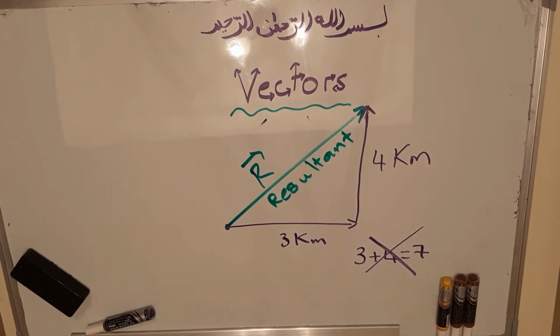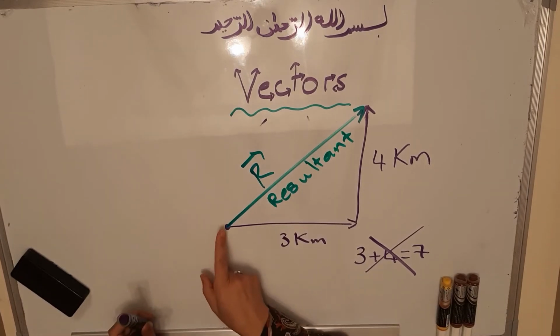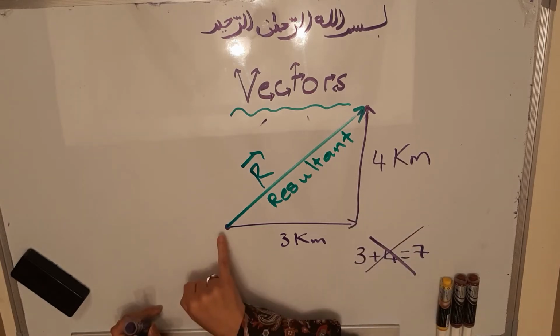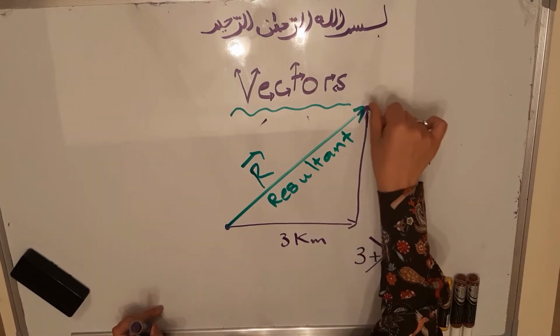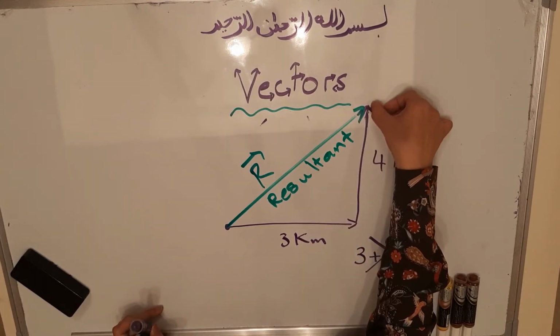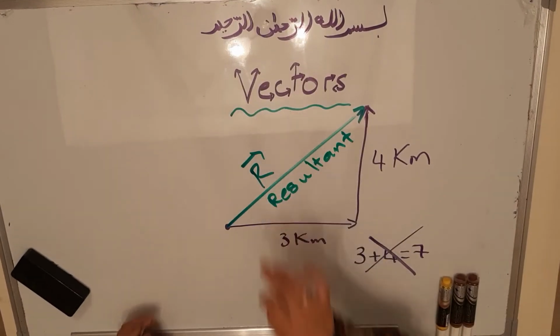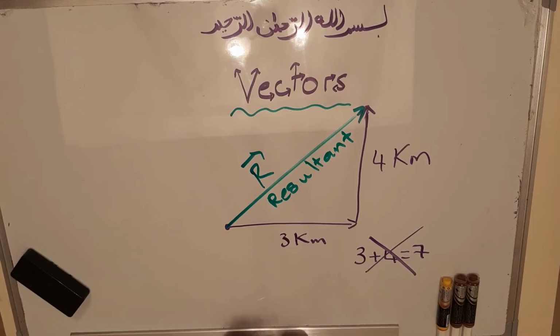Then you see here, the tail of the resultant corresponds with the tail of the first vector, and its tip coincides with the tip of the second vector. Okay, I hope I did not confuse you, but it's clear here in the figure, or in the diagram.